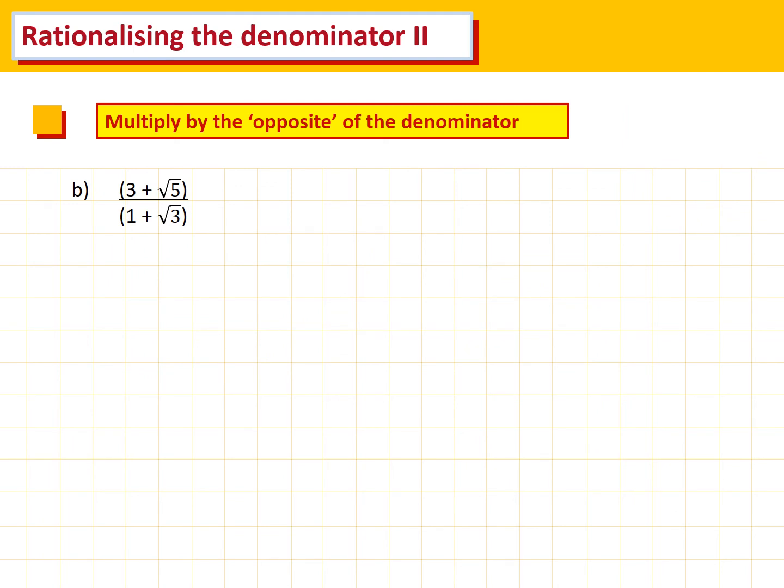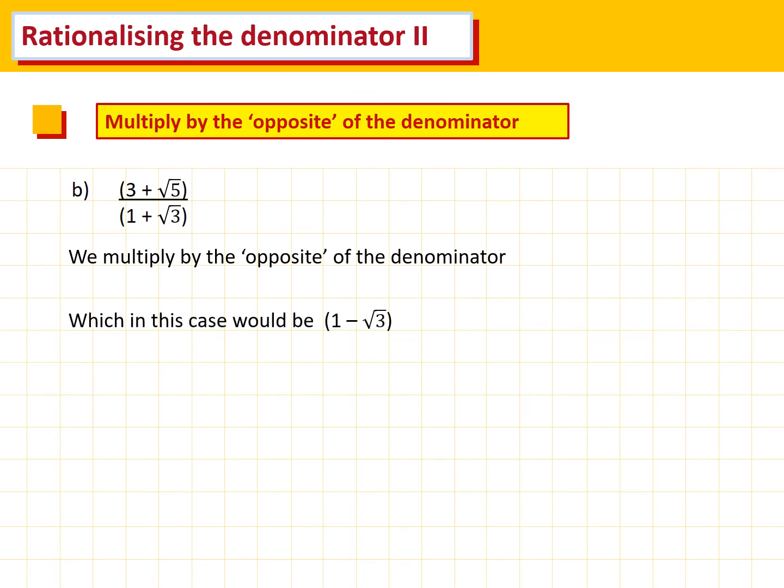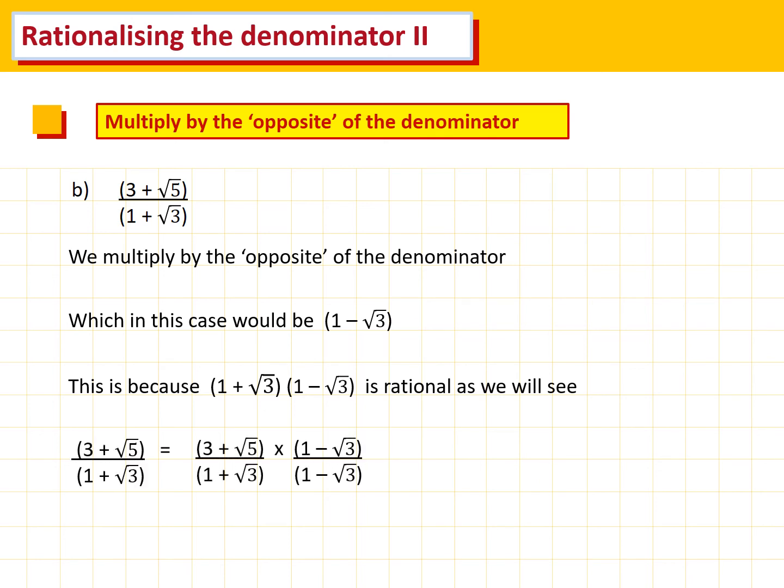Here in part B, first thing, what will our denominator be? Well, the opposite of 1 plus root 3 is 1 subtract root 3. And remember, we need to be multiplying by something which is 1. That there is clearly 1 because we've got the same numerator and denominator. So the numerator and denominator must be the same. And we pick the denominator to be the opposite of the original denominator given to us. So 1 plus root 3, the opposite of that is 1 subtract root 3.